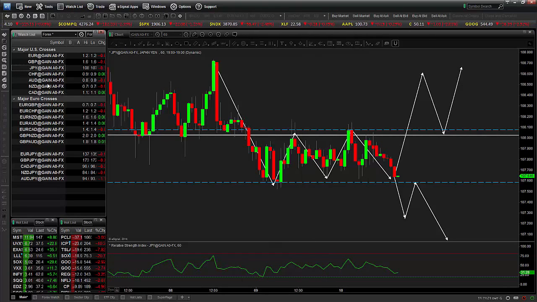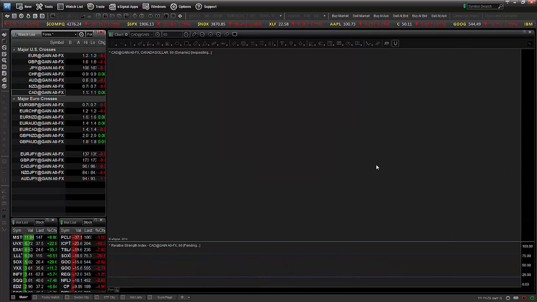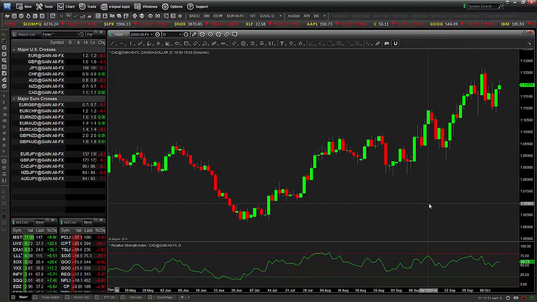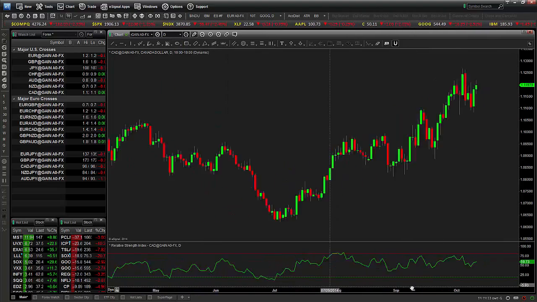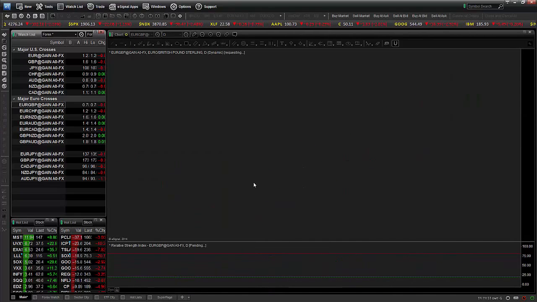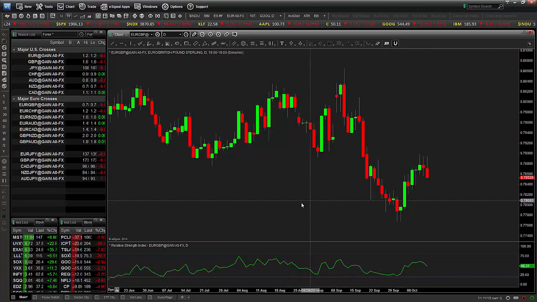Let's go ahead and have a look at Canada. I have it on my list today. All right, let's go out to the daily chart. Let me just see what we talked about. Actually, I'm going to leave Canada alone, and let's go over and look at Euro Pound. Euro Pound uses this same philosophy.